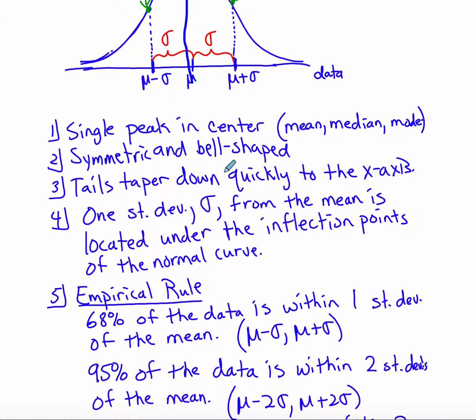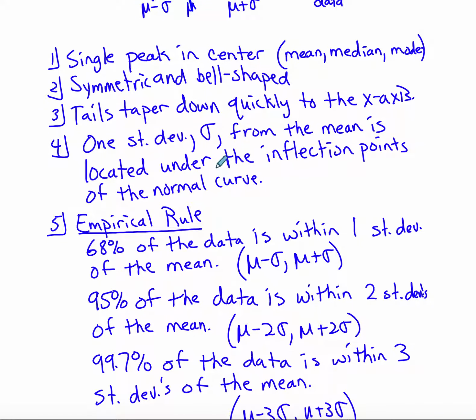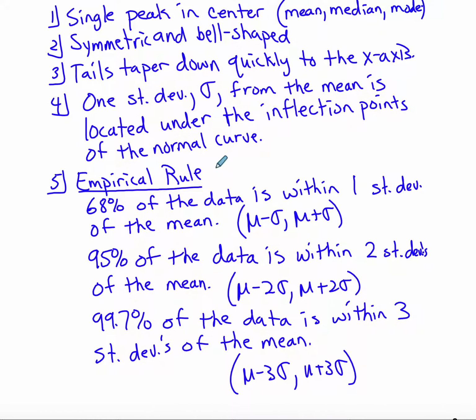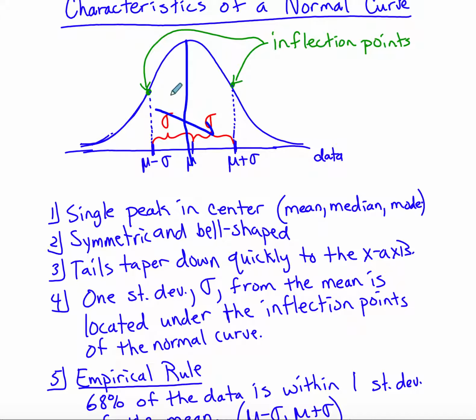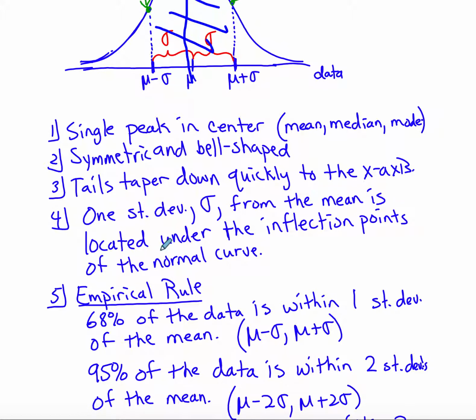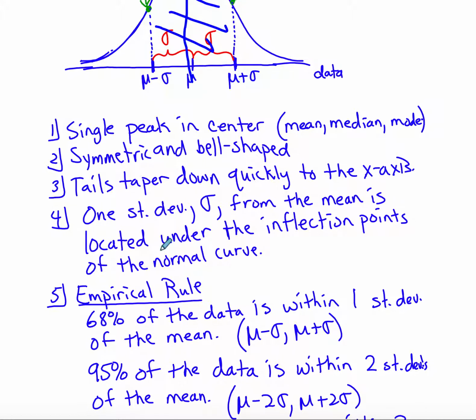Then we have something called the empirical rule. The empirical rule, I don't particularly like all that much, but it is there for you to see. What it tells you is that 68% of the data is within one standard deviation. If you were to take a bunch of people's heights and put all their heights onto a normal curve, 68% of the people's heights would be within one standard deviation of the mean. It's approximate. It's not perfectly 68%, but about 68%.